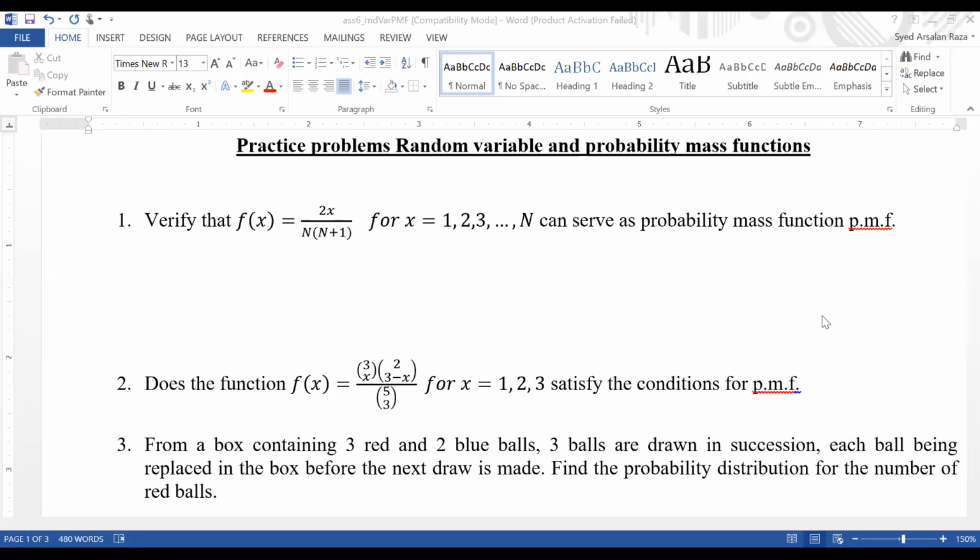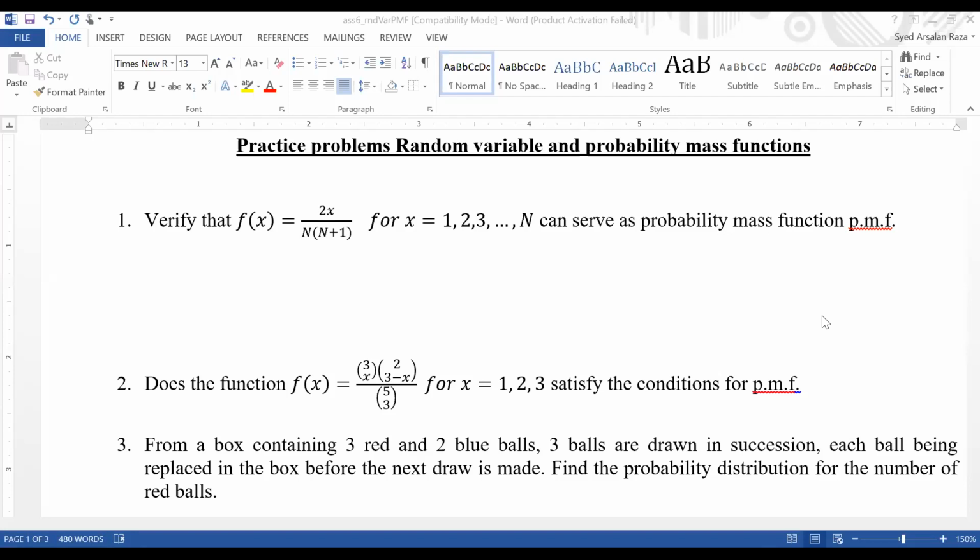A probability distribution can be represented either in the form of a table or with the help of a function. If it is represented as a function and the variable is discrete, we call it a probability mass function. So you can see two probability mass functions right now on my screen.